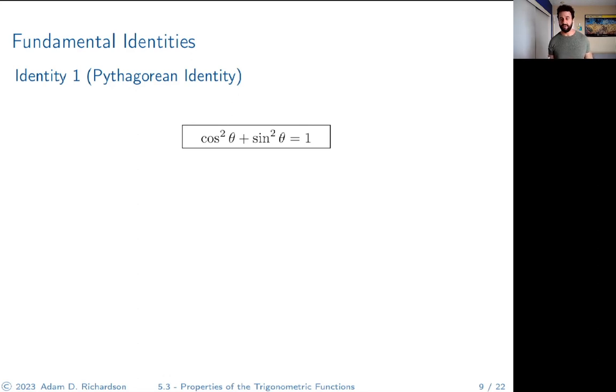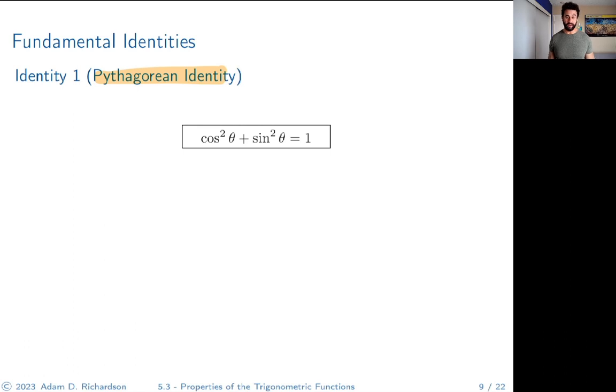But there is a handful of them, in particular I'd say 6, 7, or 8 maybe, that you want to have memorized. I'll emphasize them as we go along, but this is one of them. This is one of the identities that you really, really do want to memorize. This is called the Pythagorean identity.